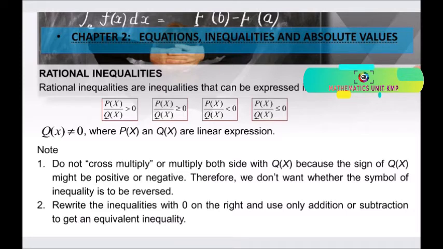Okay, if we have any equation in the form of rational inequalities, we cannot cross multiply or multiply both sides with q(x) because the sign of q(x) might be positive or negative. So another note here, we write the inequalities with a 0 on the right and use only addition or subtraction to get an equivalent inequality.